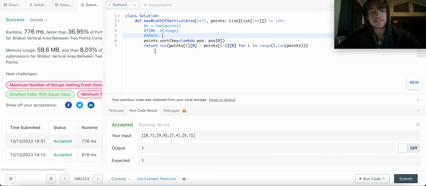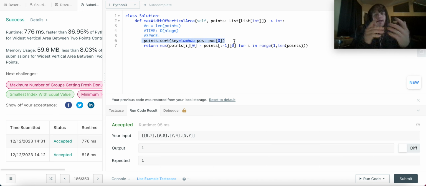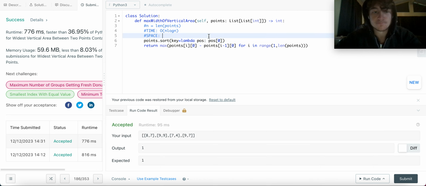And then for space, well, let's just say that this is an in place sort. It might not actually be, right? It could be n log n if it takes n log n space to sort, or n space or whatever. But let's just say for the sake of this that it's constant, okay? Because you can sort using heap sort. If this was in place heap sort, we'll just say for the sake of argument that it is. And if it's not, then whatever.